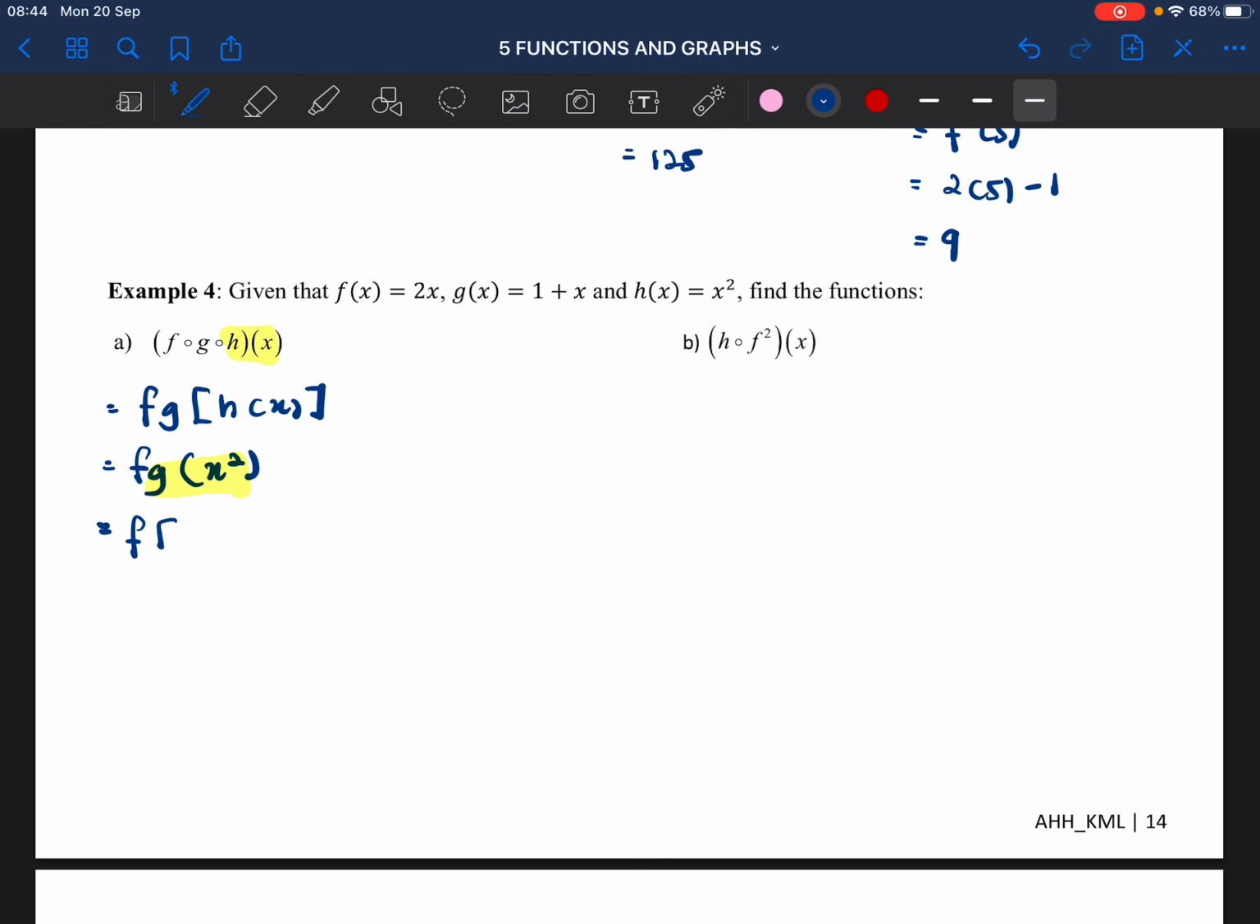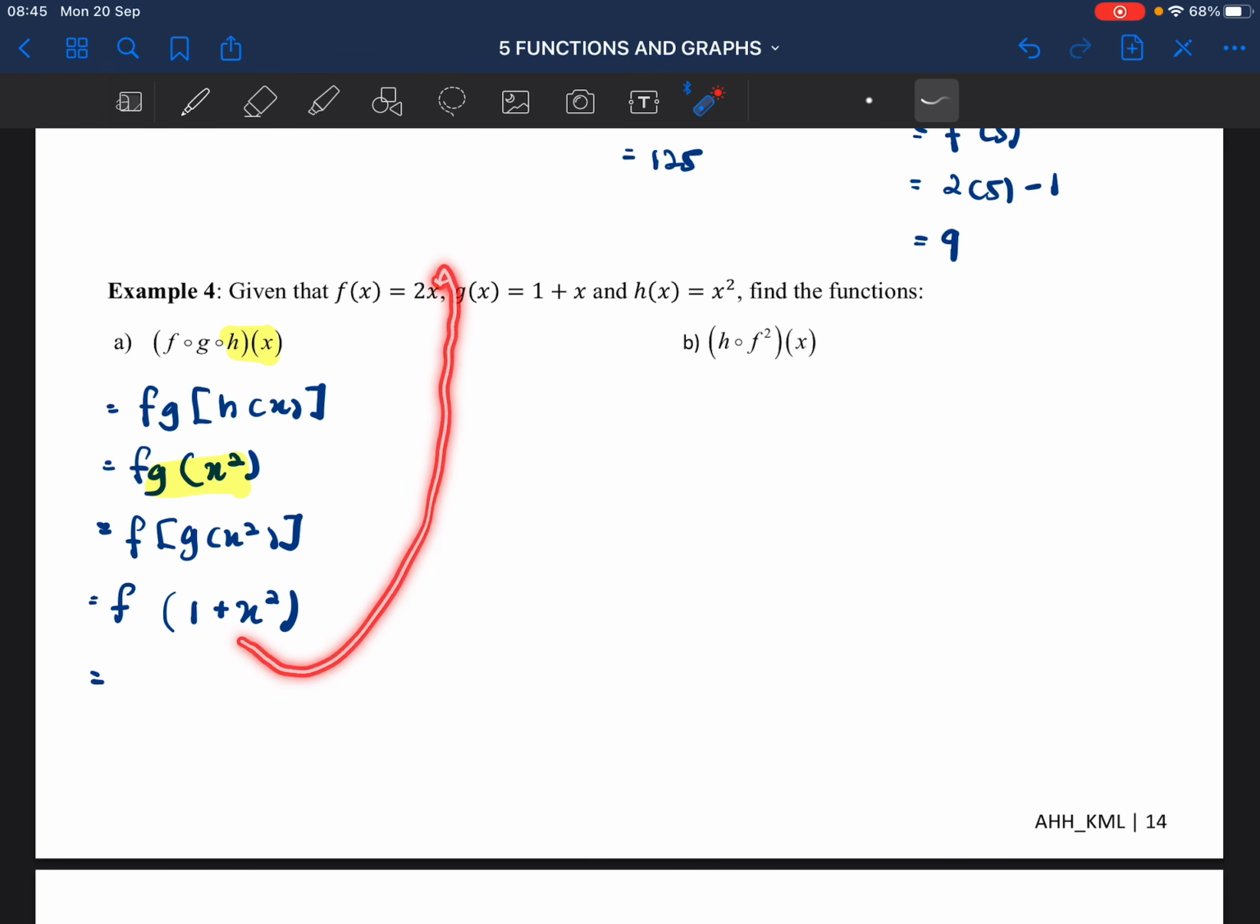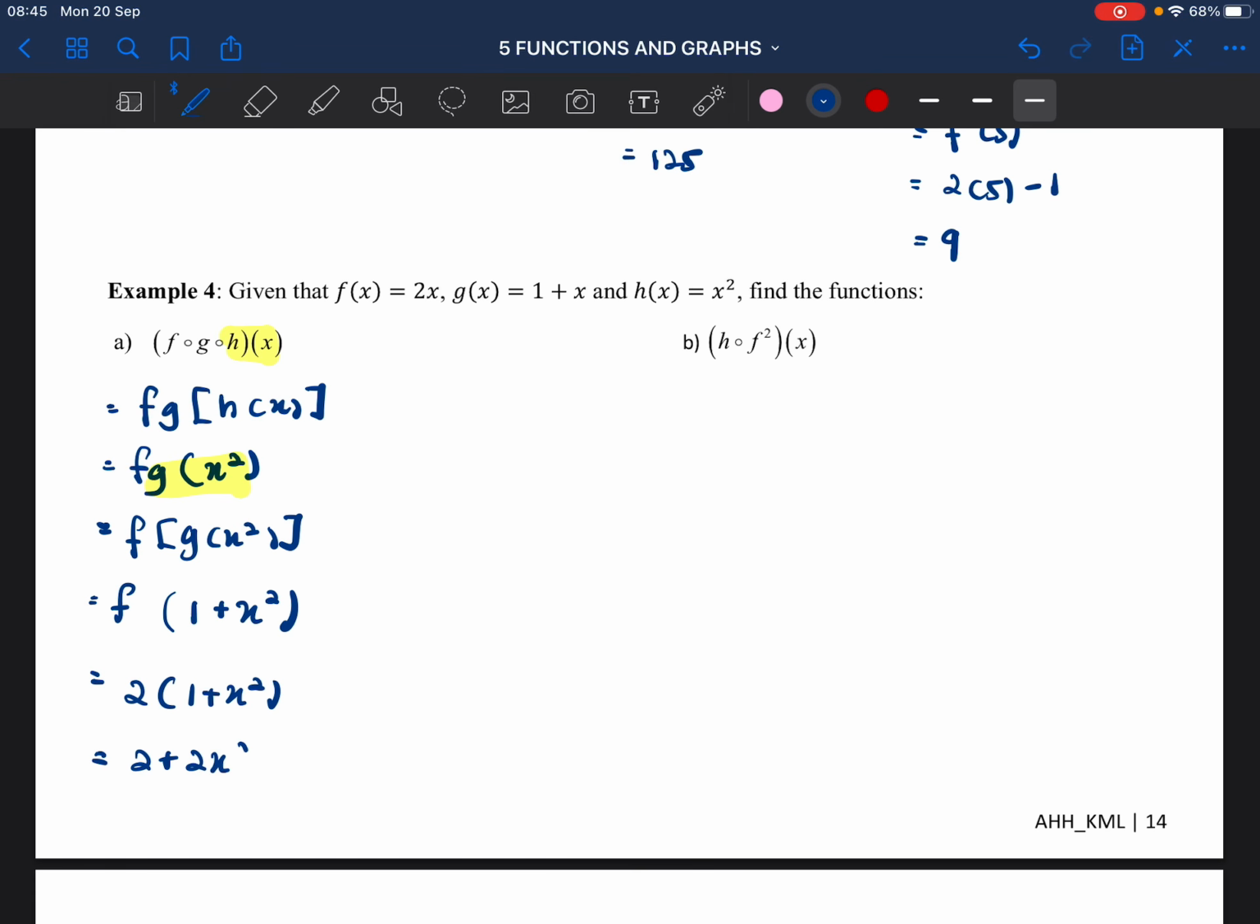So f(g(x squared)), our function of g is 1 plus x, so x will be changed to x squared. So we will have f(1 plus x squared). Now this is the function f(x), but your x is 1 plus x squared. So you just have to substitute 1 plus x squared into your x here. So that will be 2 times (1 plus x squared). So our function f composite with g composite with h is 2 plus 2x squared.